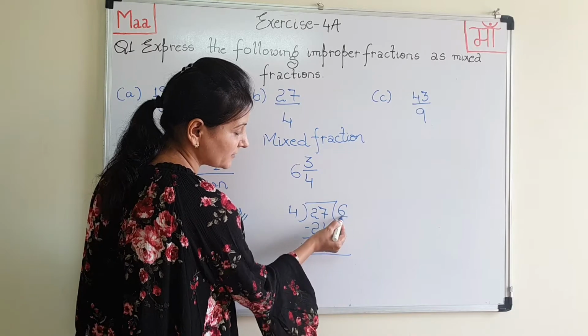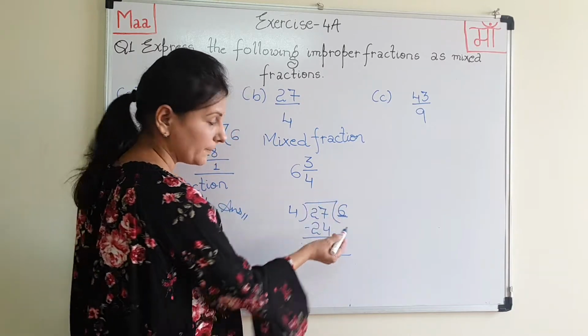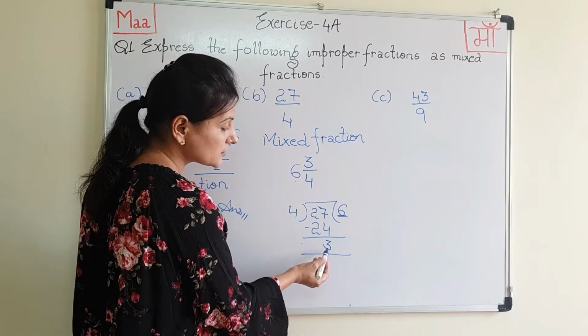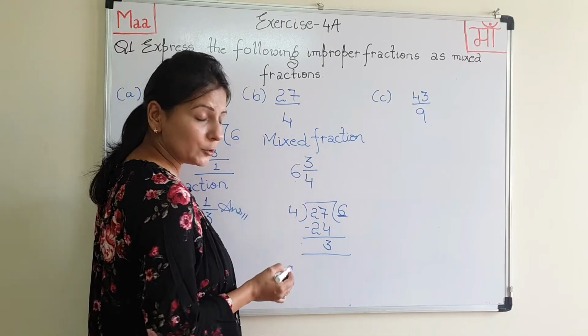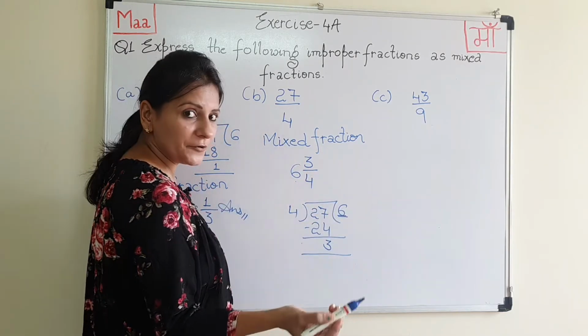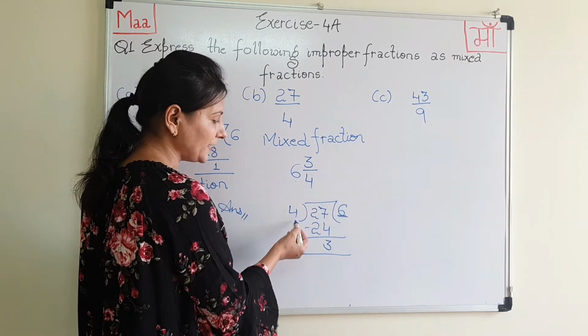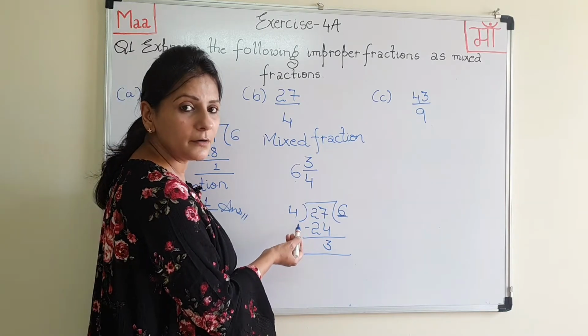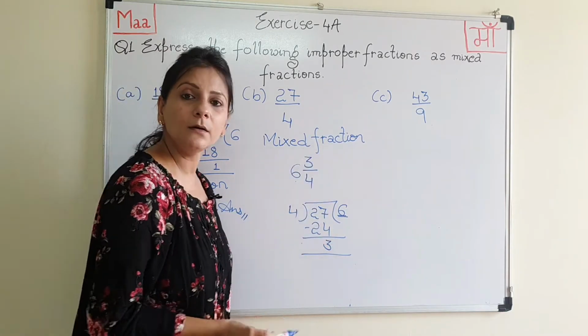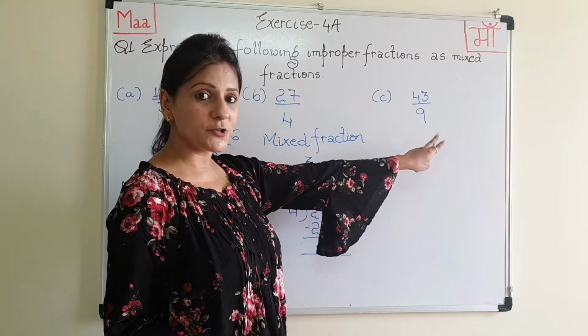So you can see that this 6, as I told, will be the whole number which I have written here. This 3 is the remainder that you will write in the numerator, and the denominator will remain the same with that number only with which you have done the division. So this 4 will come in the denominator. Let's move on to the next part.